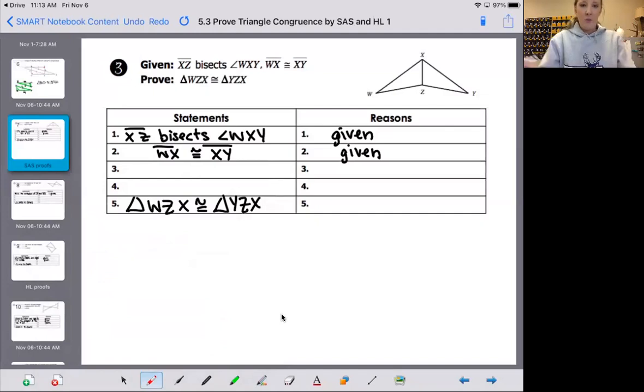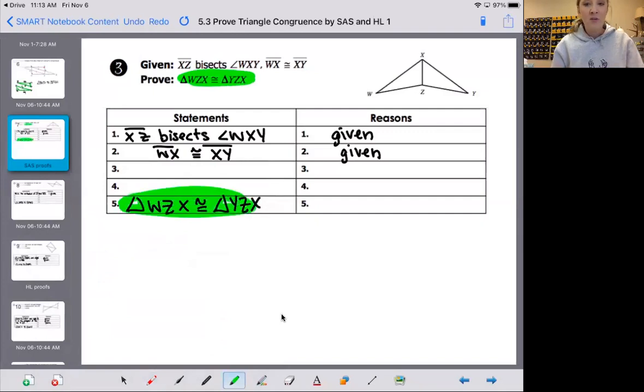You guys know that what you are trying to prove is always going to be the last line in your proof. So that part is also something that is kind of like a give-me points. It's an easier one to get.